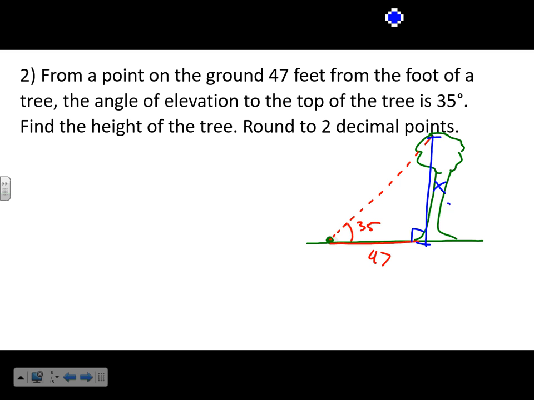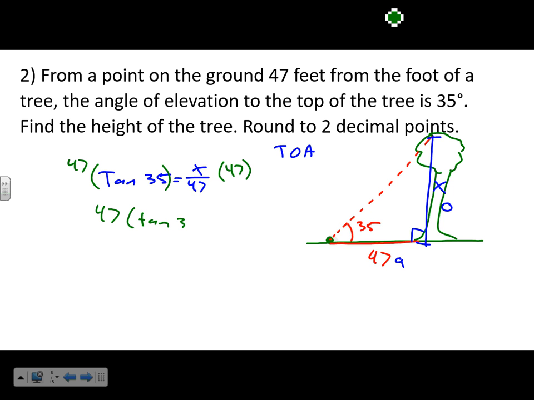So that's our opposite and our adjacent. So that's going to be SOHCAHTOA. So the tangent of 35 is equal to the opposite over the adjacent. Multiply both of these by 47. Similar thing we just did. And type in your calculator 47 times the tangent of 35 is 32.90975. And it says round to 2 decimal places. So that's 32.91.